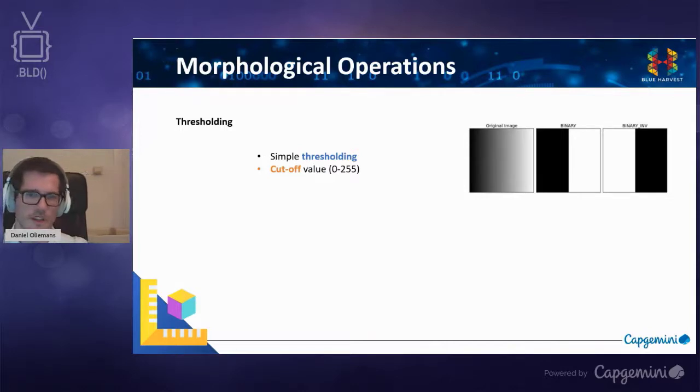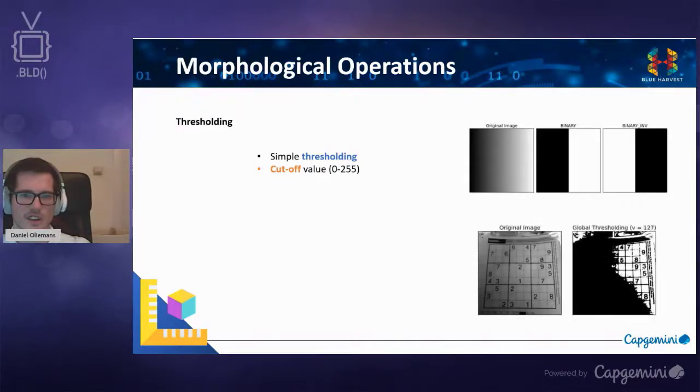I have an example of where it may not work so nicely. We see here the original image. It's a Sudoku picture, but it's in grayscale. But we see that there's quite some shadow that causes different lighting in different areas. So in this case, if we take a cutoff value of 127, what we see is that the result is not so nice as the one on top, for example.